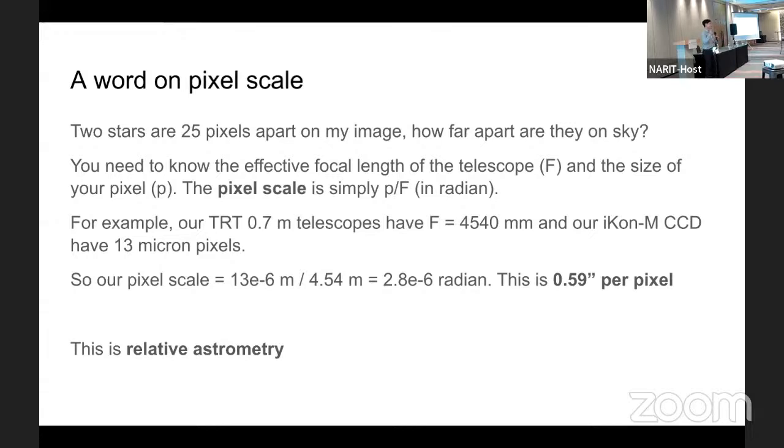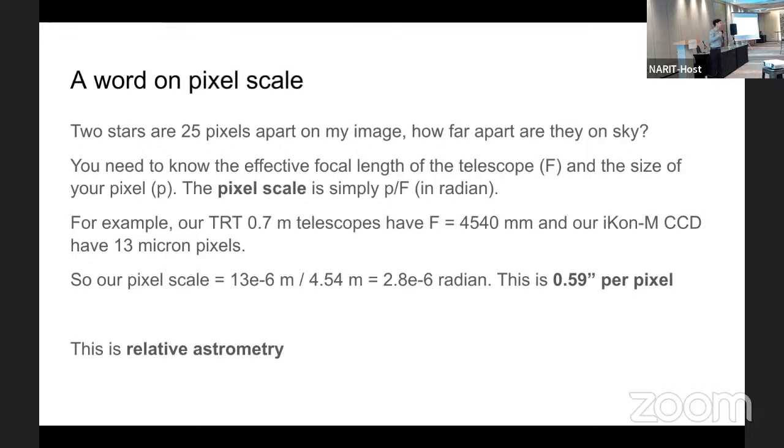Now we have pixels, so it's a little bit different. Instead of measuring things in millimeters, we measure how many pixels things are apart on our image. So say if two stars are 25 pixels apart in my image, how far apart are they really on the sky?